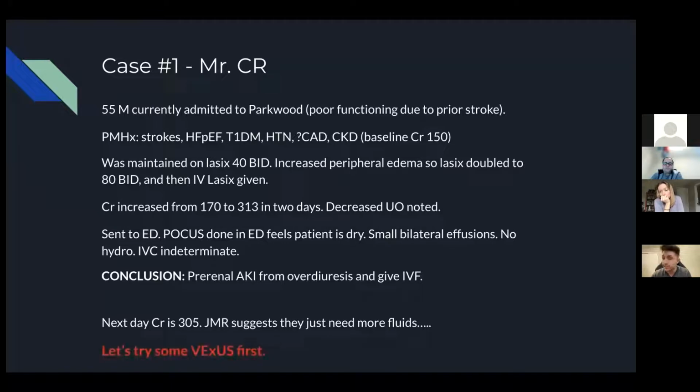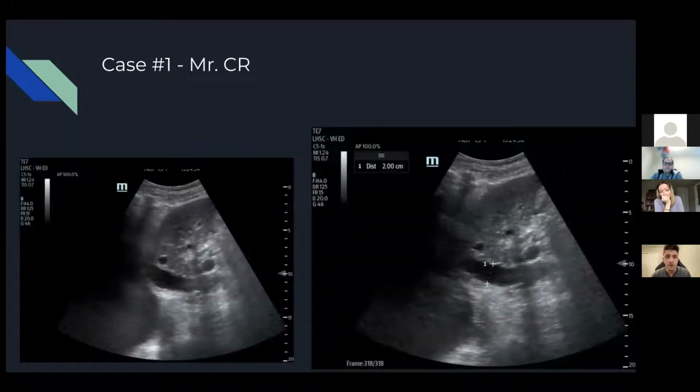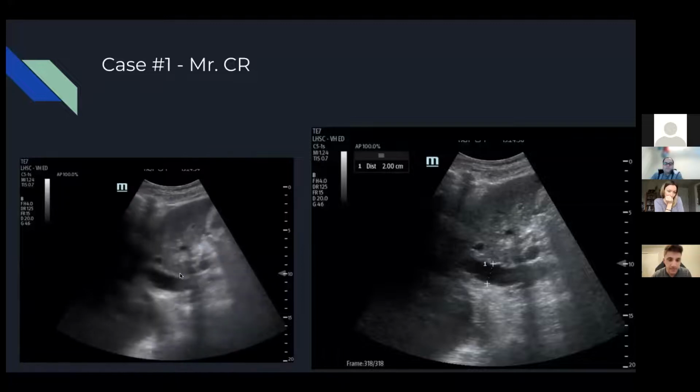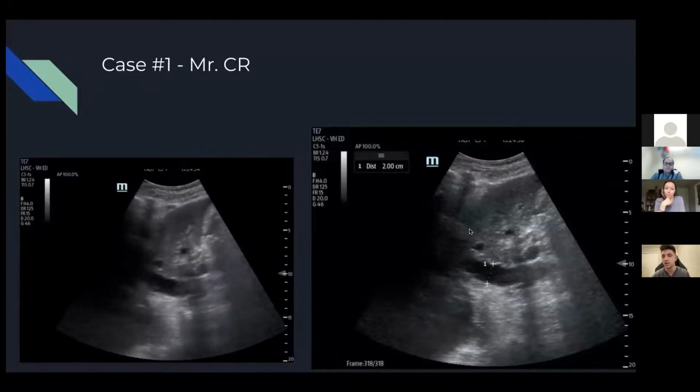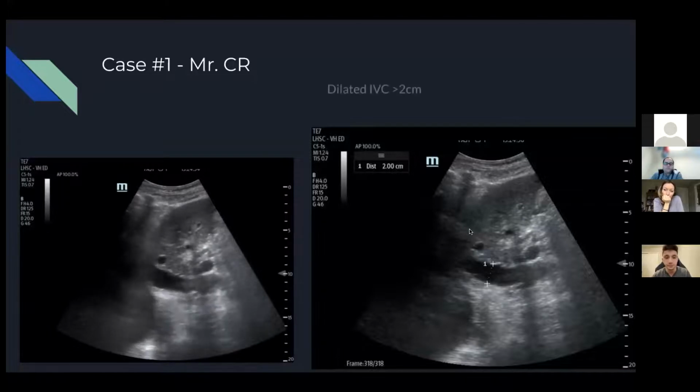Let's try some VExUS first. Let's see if we can actually get a sense of what their venous congestion is like. As we do our ultrasound, we can see here that he has a fairly plethoric IVC, and there's not a lot of movement with respiration here. A measurement here leaves us at 2 centimeters, just on the cusp, but enough for us to then go ahead with the rest of the study.